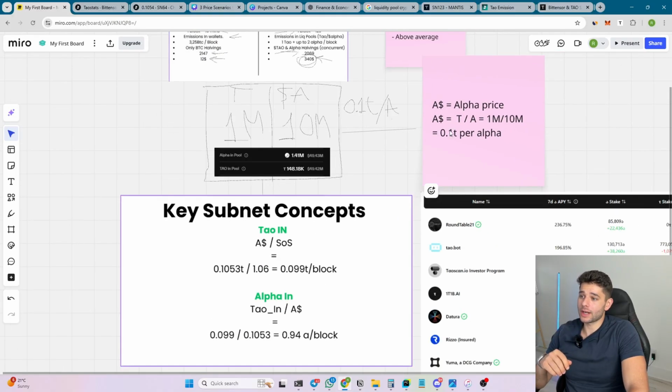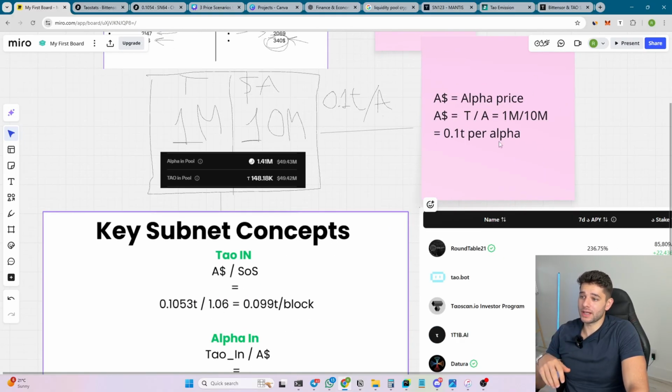Any subnet's alpha token price, you get it by dividing the amount of Tao in the pool by the amount of alpha in the pool. It's going to give you a price.